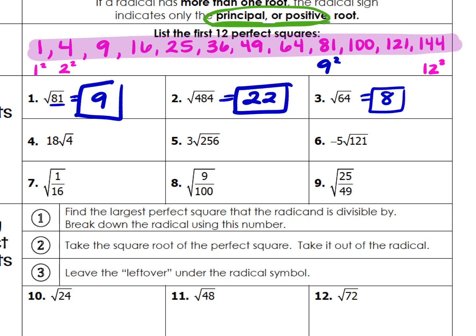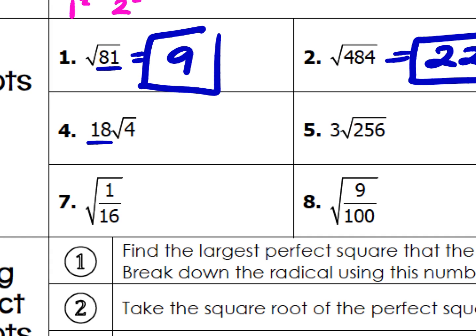Okay, now this looks a little fancier. This is 18. What operation is implied between two numbers that are set right next to each other? Multiplication. So this is saying 18 times the square root of 4. What is the square root of 4? 2. So really what this is saying is what's 18 times 2? What is 18 times 2? 36.